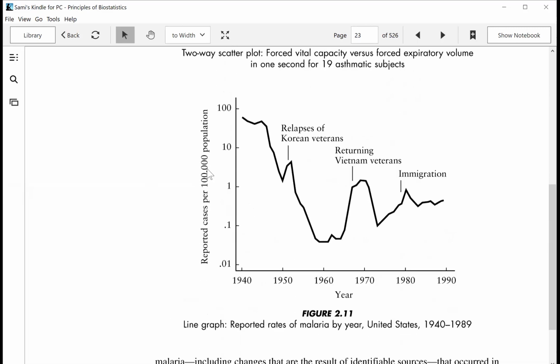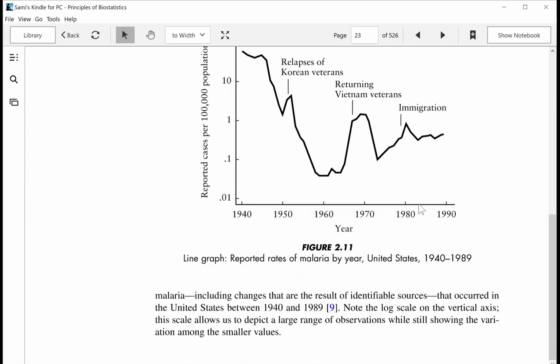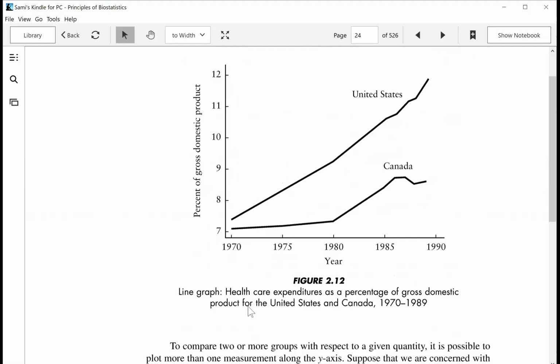And here you've got a line graph reporting rates of malaria per year in the U.S. from 1940 to 1989, as reported cases per 100,000 population. This overlaps with Korean veterans returning, Vietnam veterans, and then immigration. Here you've got another line graph, healthcare expenditure as a percentage of the gross domestic product for the US and Canada.